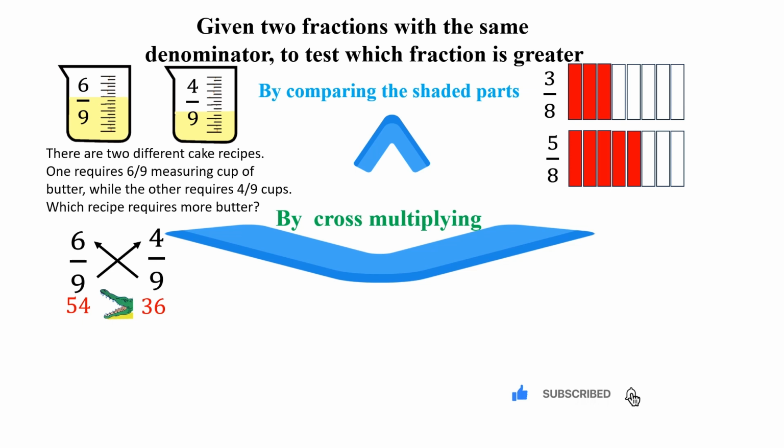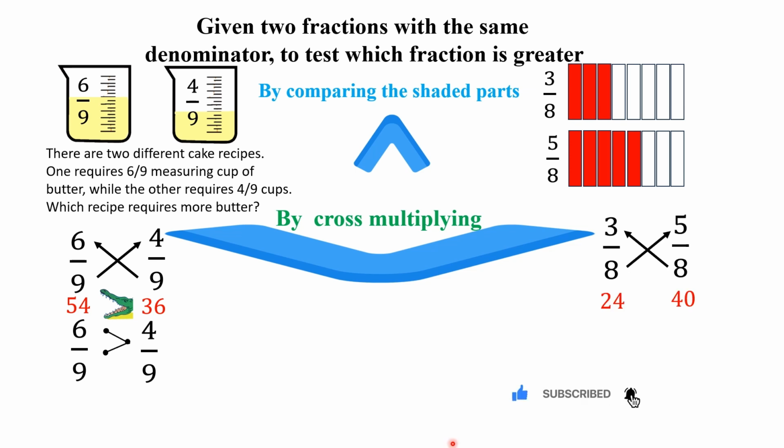So we'll put this crocodile mouth here, the side which is open is the bigger one and the other is the smaller one. This means 6 by 9 is greater than 4 by 9. Now this is another way of writing greater than. You can put two dots on the side of the greater fraction and one dot against the smaller fraction and then join them. Take 3 by 8 and 5 by 8.